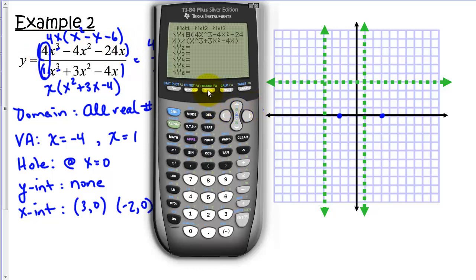So to see the graph, let's press zoom 6. That'll reset my window. So we can see over here, we're curved up here. We've got like an S shape coming through here. And we've got a branch of a hyperbola over here. We could get some additional points, so let's bring up the table.